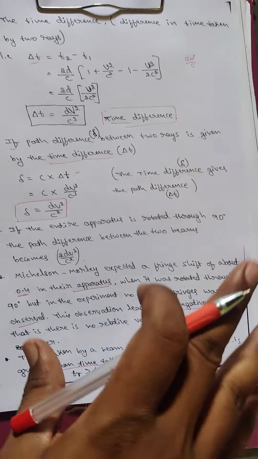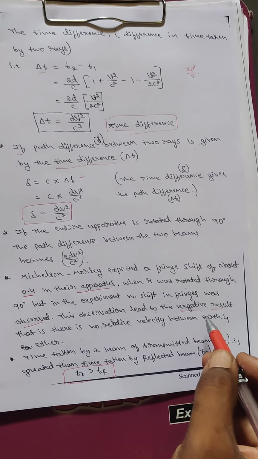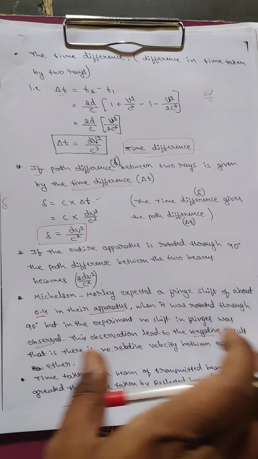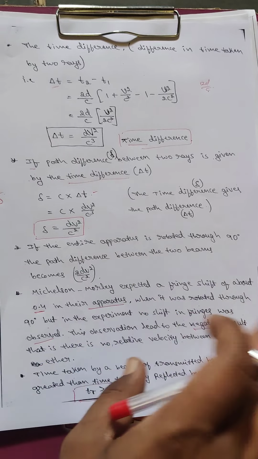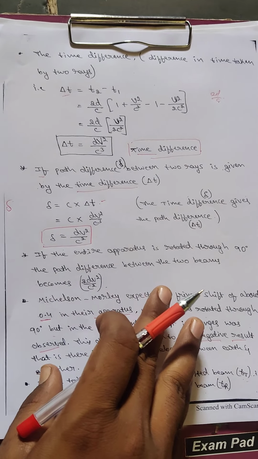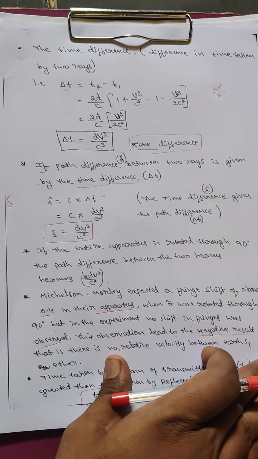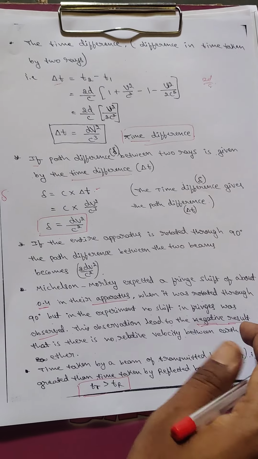This experiment mainly showed that the relative motion of the earth and ether is not observed. So the ether is absent. They concluded that the ether, the medium, is absent around the earth. In our next class, we can discuss these negative results of the Michelson and Morley experiment.